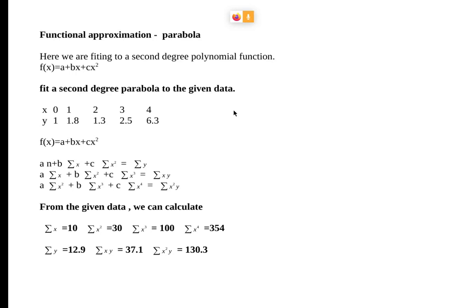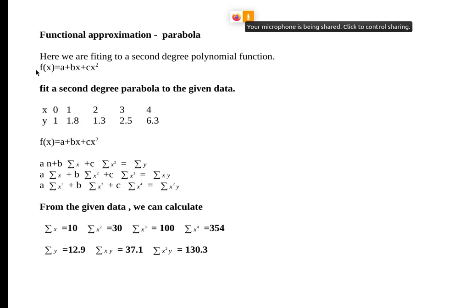Hello, good morning friends. Today let's see about functional approximation using parabola. In some cases we have already seen functional approximation using a straight line in my previous lectures. In some cases we cannot find a linear relationship between the points, so we have to fit them to a second degree equation. In those cases we can use this fitting to a parabola.